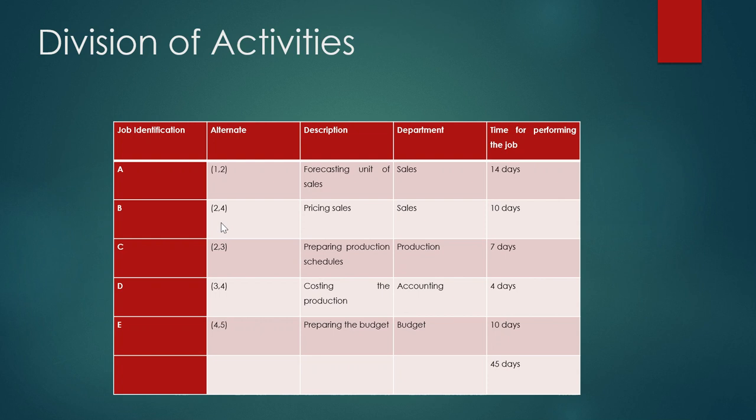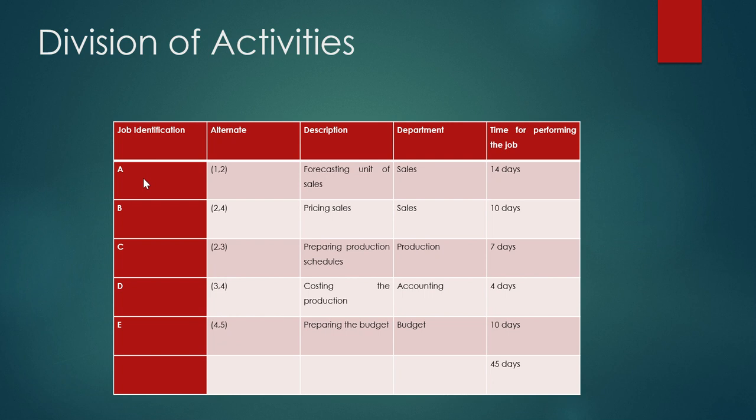In this question, this is just an example of networking. I divided the whole project into 5 activities: A, B, C, D, and E. Activity A we can call 1 to 2. B is 2 to 4. C is 2 to 3. D is 3 to 4, and E is 4 to 5.